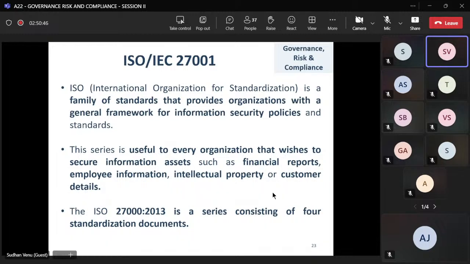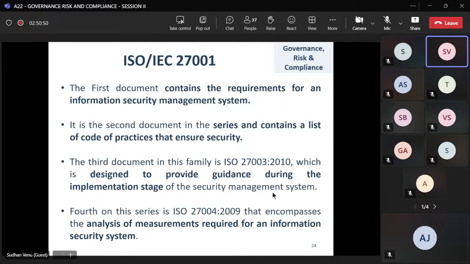And ISO 27000 is a series consisting of four standard documents. The first document contains the requirements of an information security management system. Then the second one is for the series and contains the list of codes of practice that ensure security. And the third one is 27003:2010, which is designed to provide guidance during the implementation stage. And the fourth one is 27004:2009, that encompasses the analysis of measurement required for the information security system. And these are the four things in the ISO IEC 27001 family.